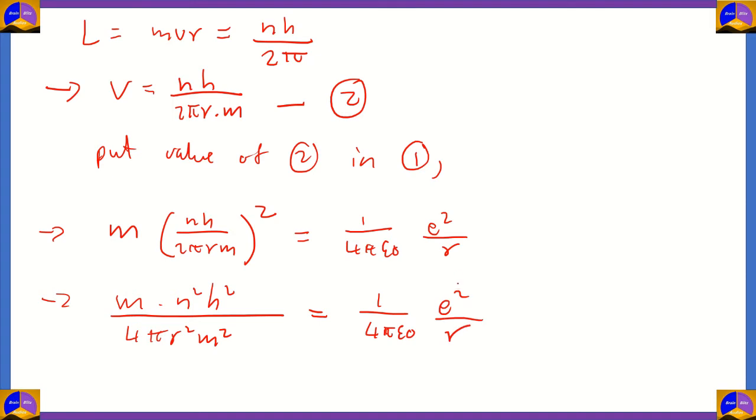Over here you can cancel out a lot of terms. For instance, you can cancel out 4, as it's on the denominator on both sides. Pi also gets cancelled. One of the r's gets cancelled. And one of the m's also gets cancelled. So the equation that you now get is n square h square divided by pi mr is equal to e squared divided by epsilon naught.